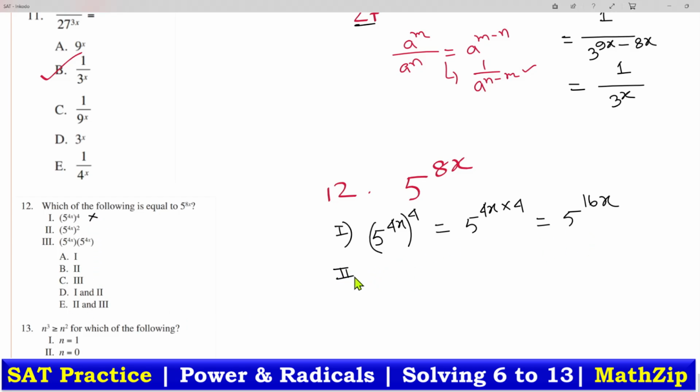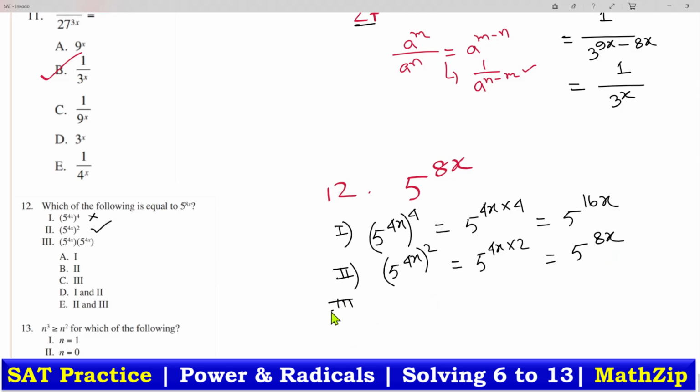Number 2, 5 to the power 4x to the power 2. So this one we can write 5 to the power 4x times 2. It means 5 to the power 4 times 2, it means 8x. So this one is correct.